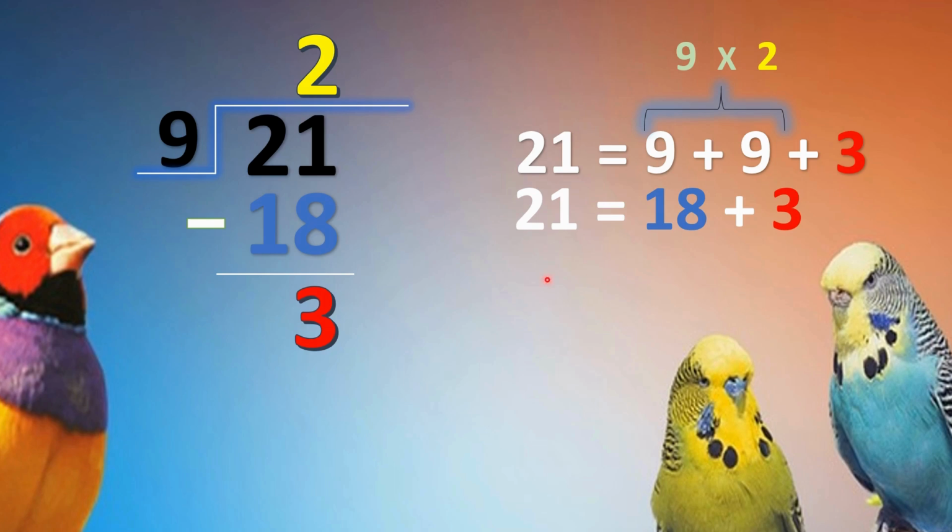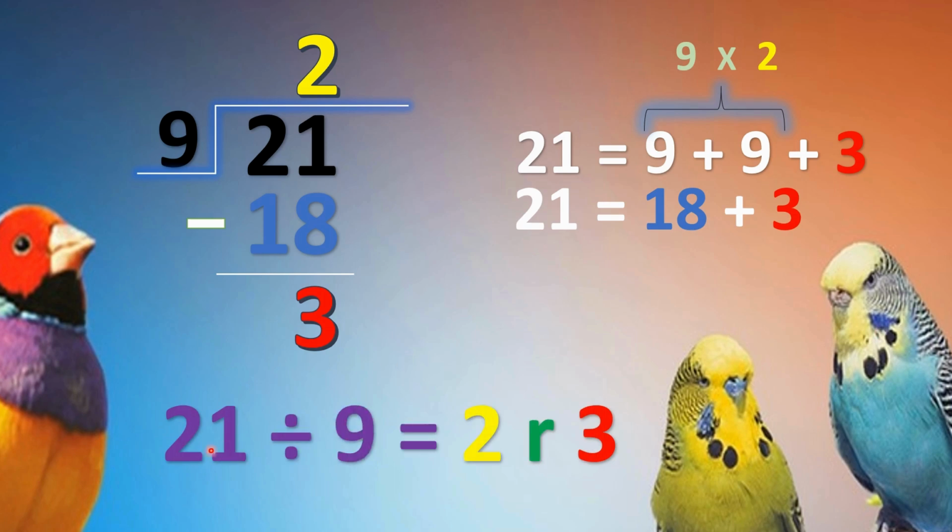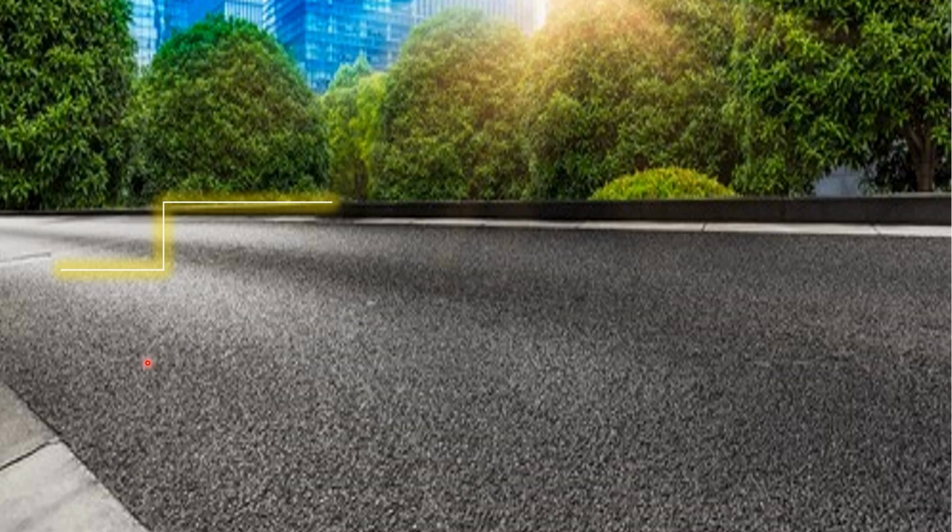You can equally count from 18 to 21. 18, 19, 20, 21. You equally see that you have 3. So up to you, which one are you comfortable with? You go ahead, and we are done with the operation. Now you just tidy up and write neatly that 21 divided by 9 is equal to 2 remainder 3.